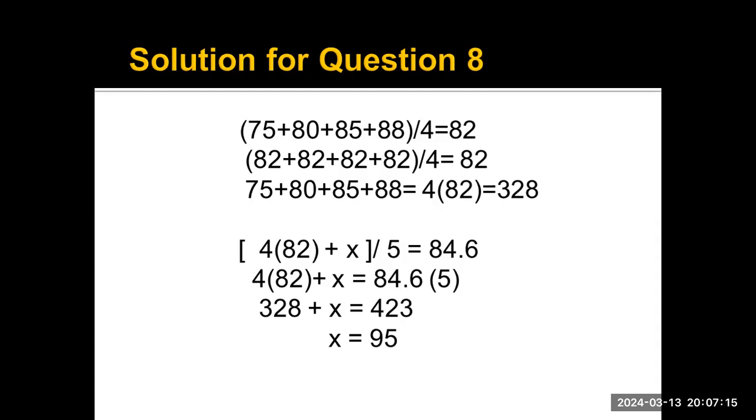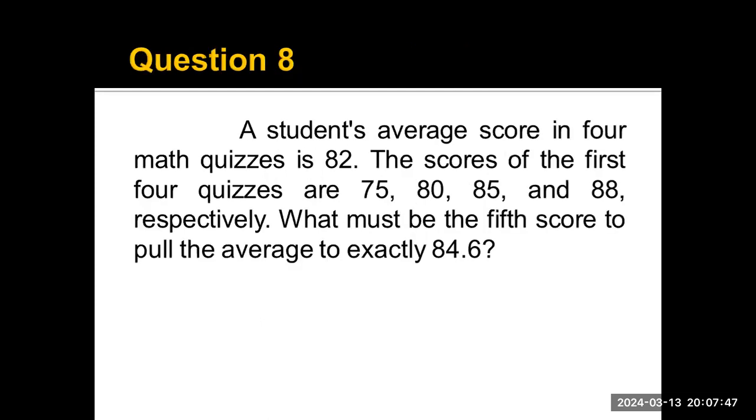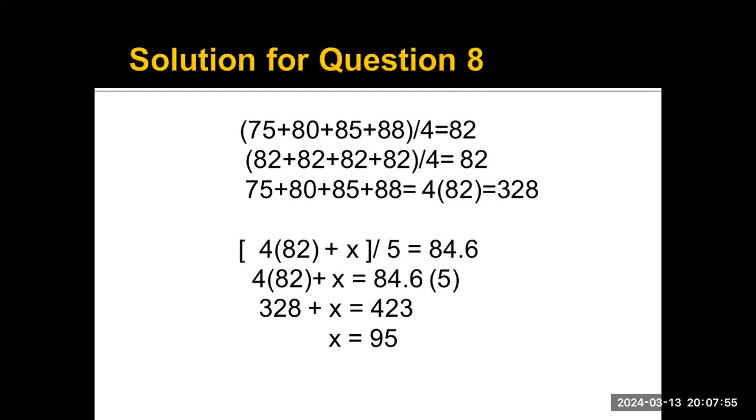So once you have the average, 75 plus 80 plus 85 plus 88 is just equal to 4 times 82. So you can actually rewrite them as 4 numbers of 82. That's the beauty if you're able to get the average or the mean. Now, the problem is asking for the fifth score that will make 82 be increased into 84.6.